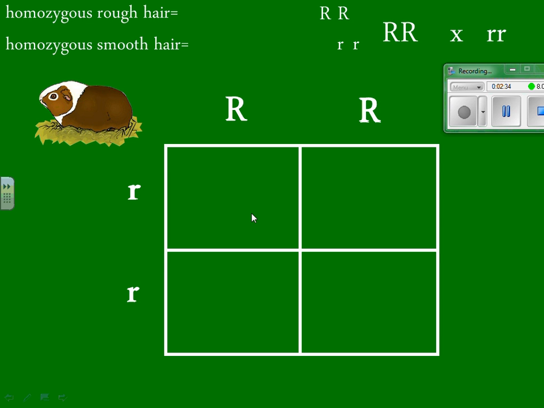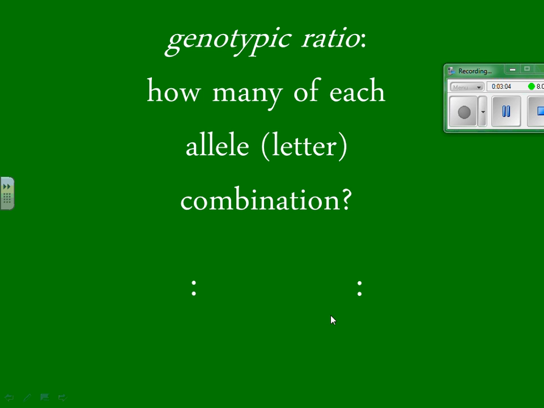So in this first box, if the dad donates the big R and the mom donates the little r, this is what the individual would have and look like. It would be a rough-haired individual because the big R always wins. In the second box, we would have a big R and a little r again, and a rough-haired individual. Third box, dad donates big R, mom donates little r, and we have a rough-haired individual. Again, the big R always wins. And in the last box, the same scenario, we'd have another rough-haired individual. So this is how you do a Punnett square.